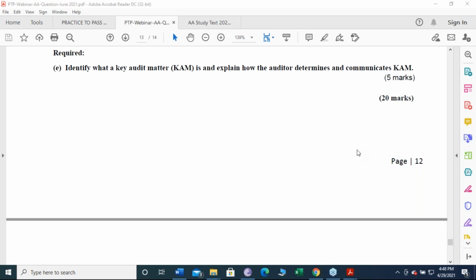Okay, repeat the program for tomorrow. I will start from substantive procedures. Then I will hit subsequent events and going concern. Then I will end up with the audit report, and there is for sure 5 marks of audit report in your exam coming up. 5 marks. I will tell you how to get 5 out of 5. If you have texted me, I will add you in the group, don't worry.